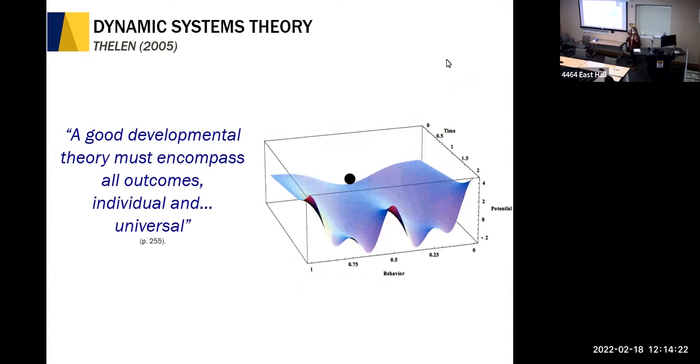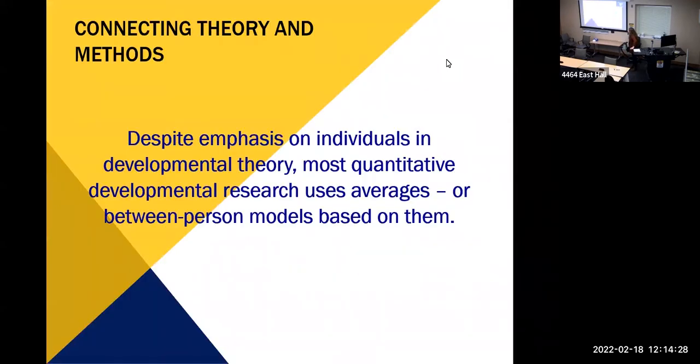Okay, so maybe now I've made my point, or even overstated my point, about the role of individuals in developmental theory. The problem is, potentially, despite this emphasis, most of the quantitative approaches we use in developmental science utilize averages, and that's fine and that's good. It tells us about the groups, it tells us about the universals, but are we missing something about individuals?